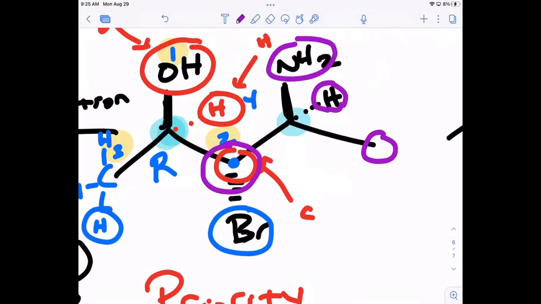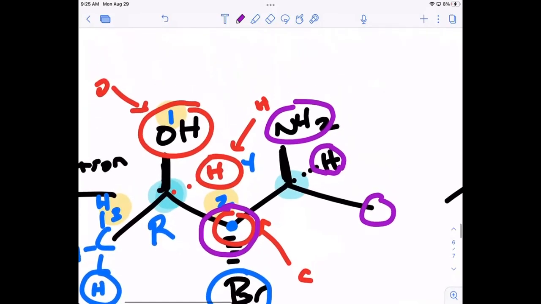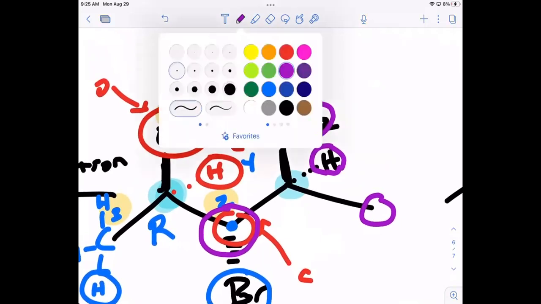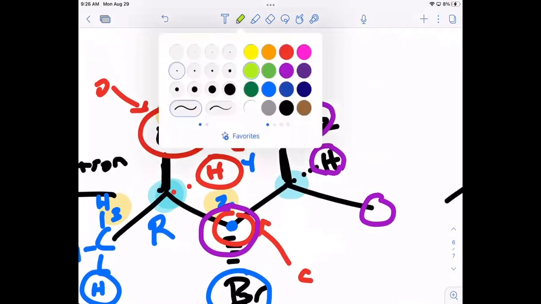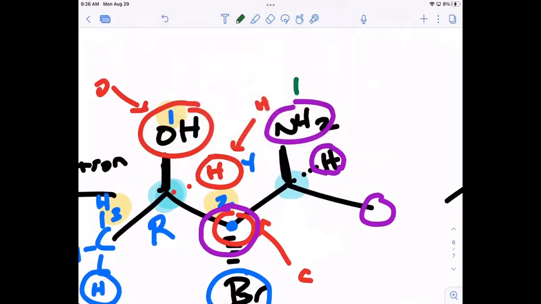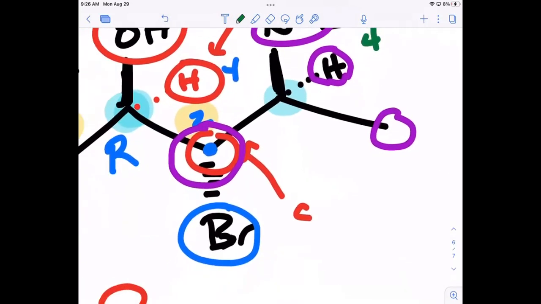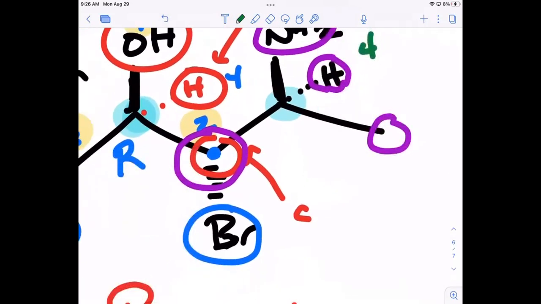How do we prioritize that? What do you think is going to be 1 out of those 4 atoms? Nitrogen, carbon, carbon, and hydrogen. Which one has the highest atomic mass? Nitrogen. So this is going to be 1. I'm going to call that 1. And then hydrogen is 4. The only thing lower than hydrogen in priority is a lone pair. Now we have to pick between the other 2 carbons as 2 and 3.